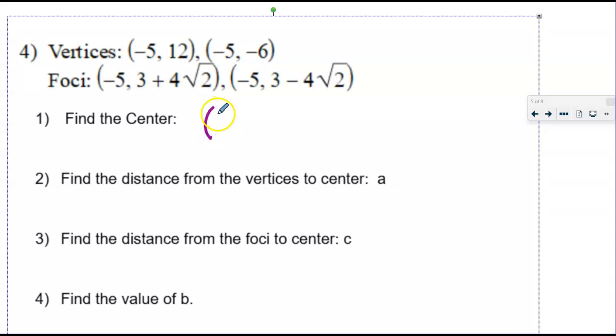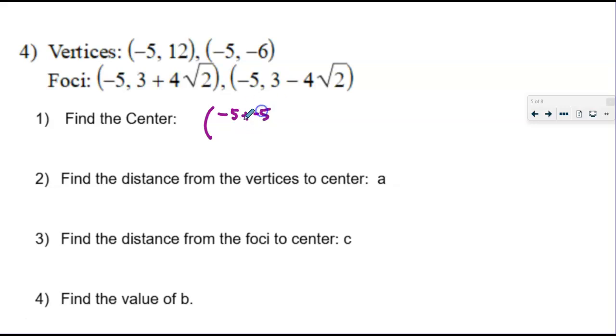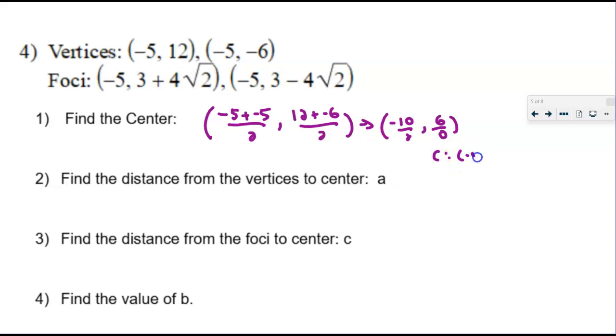So remember, with the center, we take the x values and add them together, divided by 2. And we'll do the same thing with the y's, so we'll take 12 plus negative 6 over 2. So in this case, I get negative 10 over 2, and I get 6 over 2. So my center is going to be negative 5, positive 3.